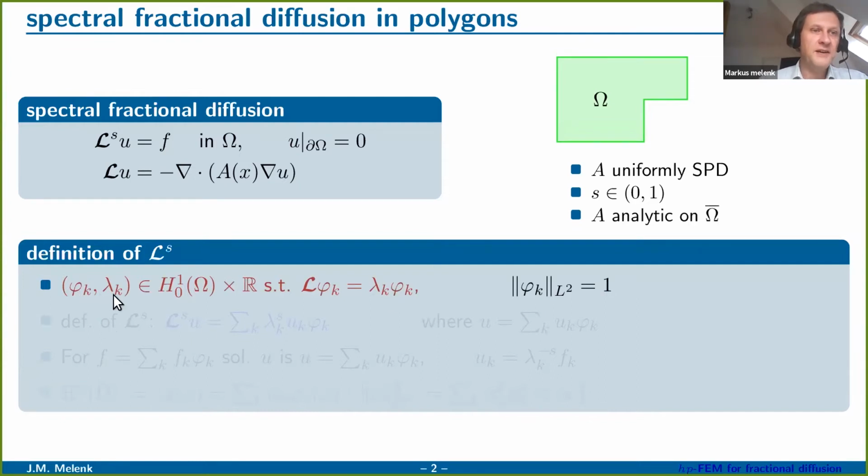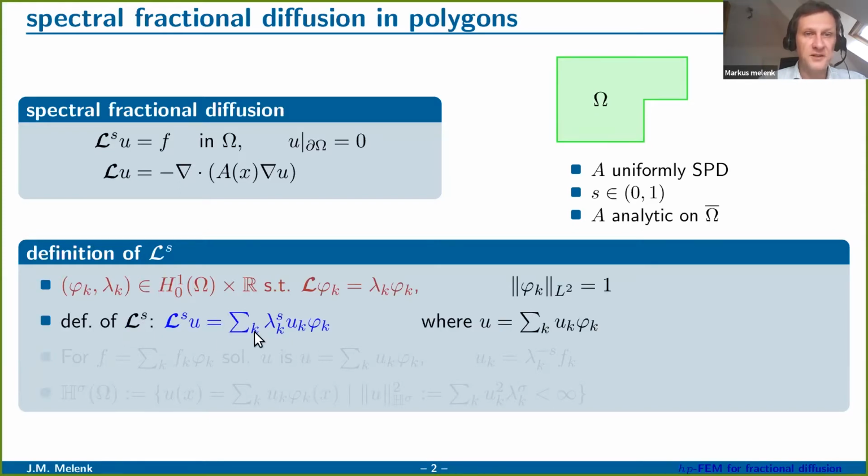So the phi k and lambda k are the eigenpairs of the differential operator L, and we normalize them. And then the application of the differential operator L to the s is given by this formula. And it works like that. So you take a function u, you decompose it in the eigenfunctions, phi k times scalar coefficients uk. And then the action of L to the s on u is simply a sum over all k, eigenvalue lambda k raised to the power s, coefficient uk times the eigenfunction phi k.